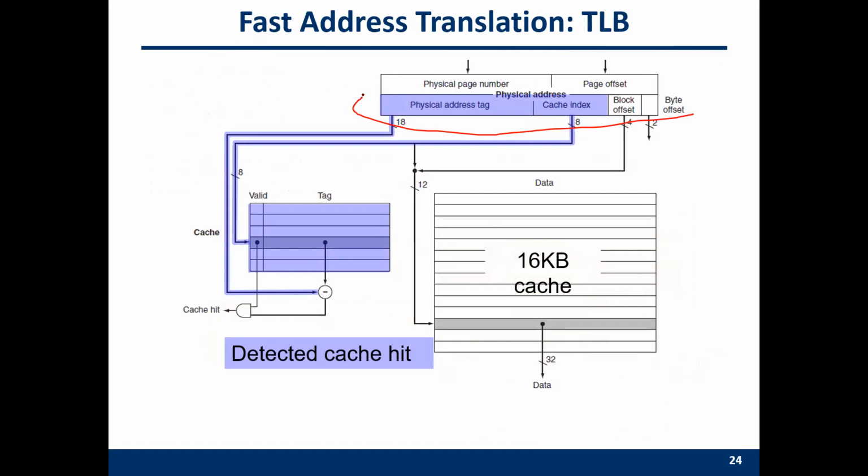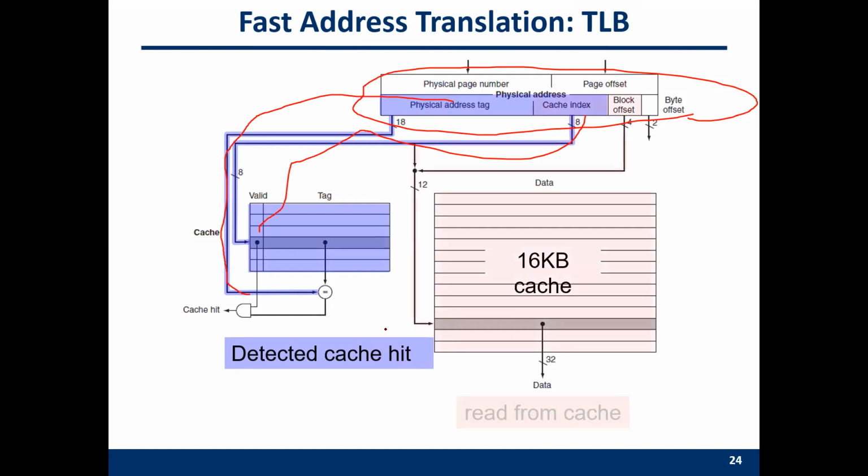After we get the physical address, we can use this part as the tag and this part as the index to look up the tag. And then we can have a cache hit.